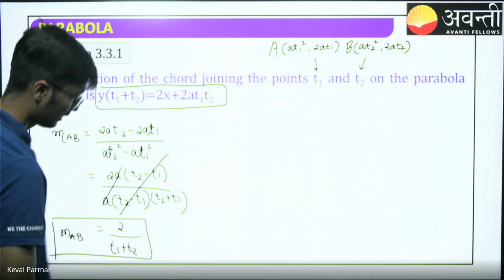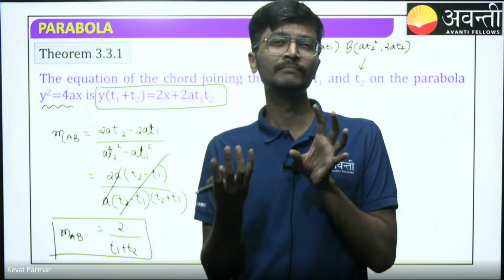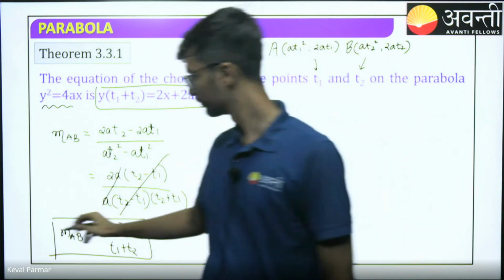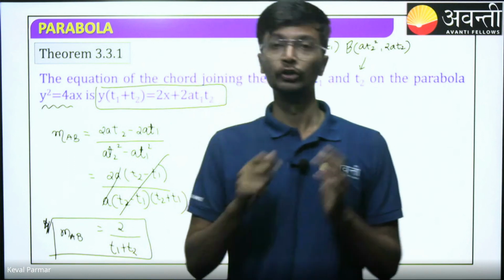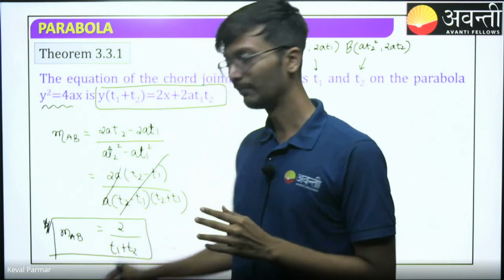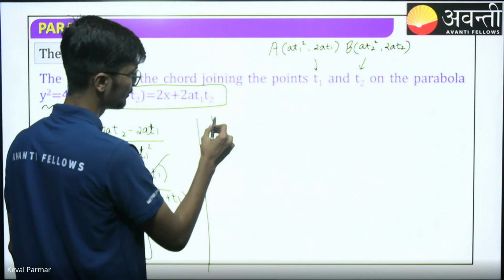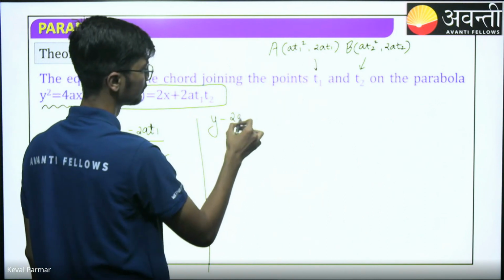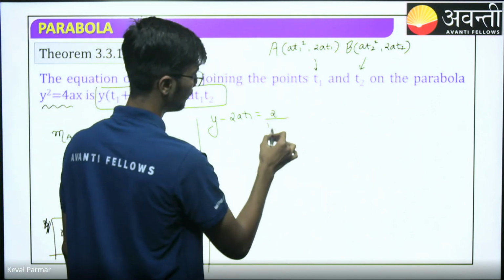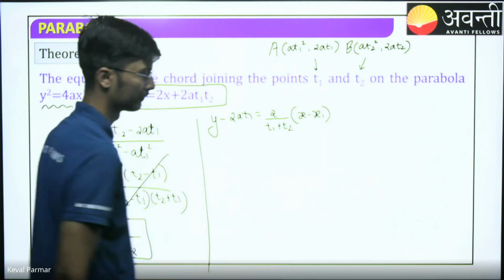Now, as far as I have seen the questions, it is not that important to remember the equation. It is more important to remember the slope. This is very important. Slope of any chord joining two points t1 and t2 is 2 upon t1 plus t2. Now we use slope point form. So to get the equation of chord, we'll use slope point form, which is y minus y1 equals m into x minus x1, where the slope is 2 upon t1 plus t2.